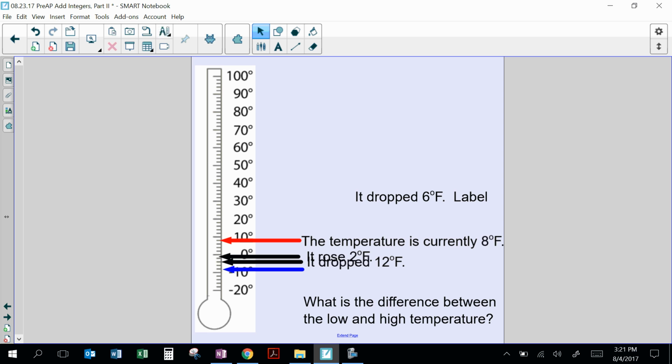What is the difference between the low and the high? So this is at 8 degrees, and this is -8 degrees. What is the difference? Well, let's count. Starting at 8, 2, 4, 6, 8, 10, 12, 14, 16 degrees. There is a difference of 16 degrees from the low and the high.